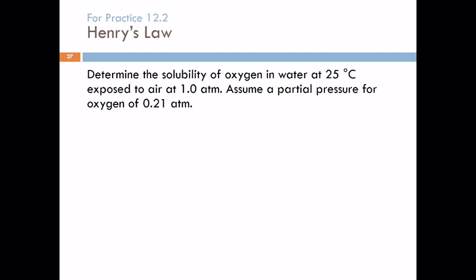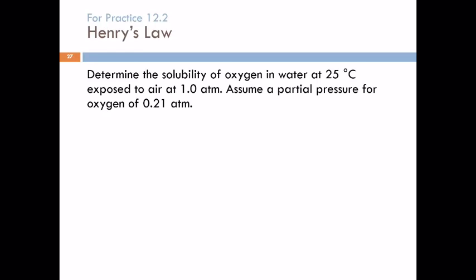So determine the solubility of oxygen in water at 25 degrees Celsius, exposed to air at 1 atmosphere, assume a partial pressure for oxygen of 0.21 atmospheres. That's pretty typical for air. So there's 3 numbers in here. We actually only need one of them.